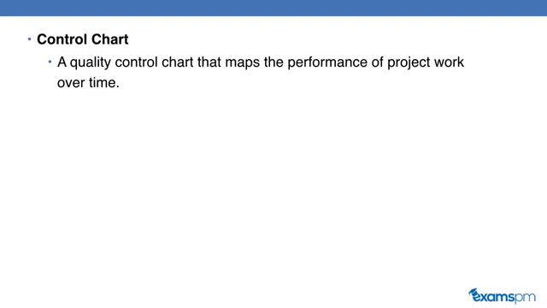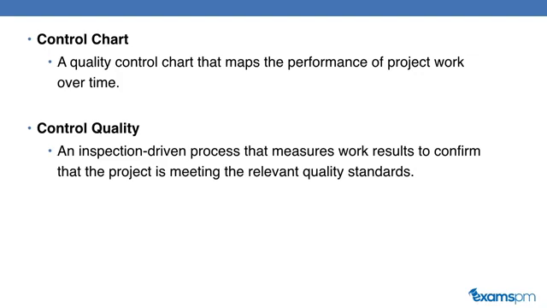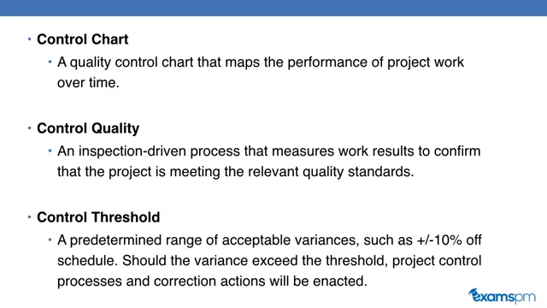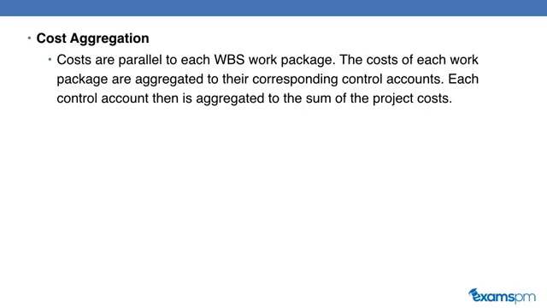A control chart is a quality control chart that maps the performance of the project work over time. Control quality, an inspection-driven process that measures work results to confirm that the project is meeting the relevant quality standards. A control threshold is a predetermined range of acceptable variances, such as plus or minus 10% off schedule is okay. Should the variance exceed the threshold, the project control processes and corrective actions will be enacted.